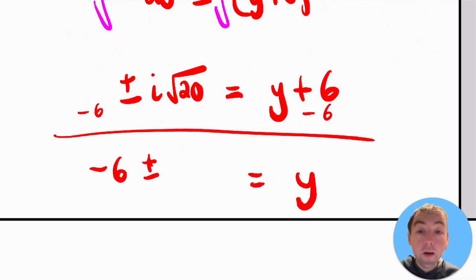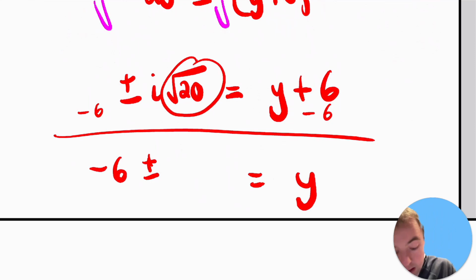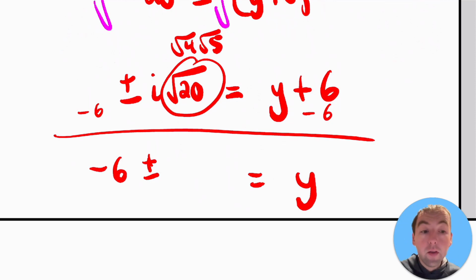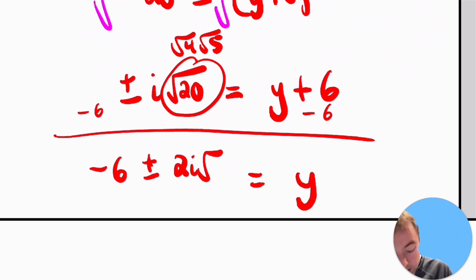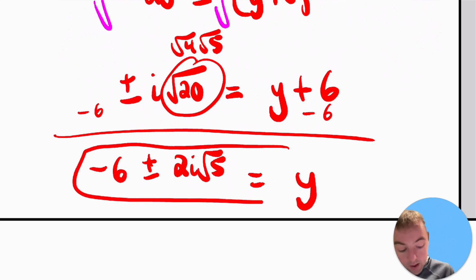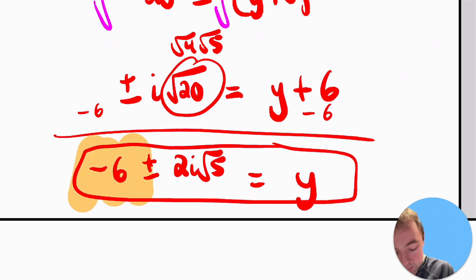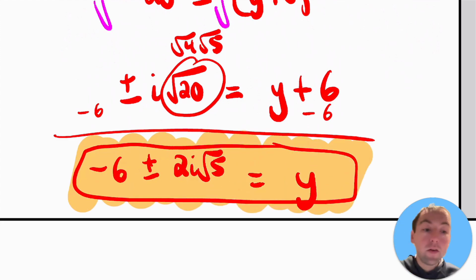You see I didn't write the i square root 20 because we can actually simplify the square root of 20. It's the same thing as the square root of 4 times the square root of 5, where that square root of 4 is going to result in just a 2. So I'm going to write this as plus or minus 2i root 5, which is a simpler form of the square root of 20. So that right there is going to give us those two complex solutions for the value of y.